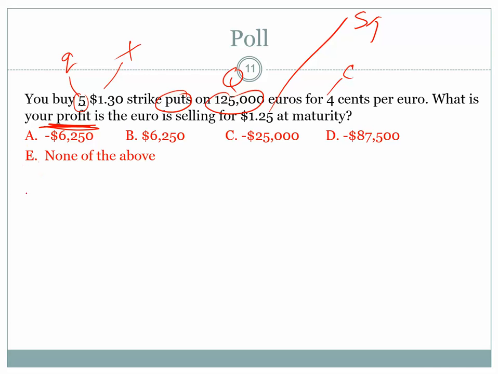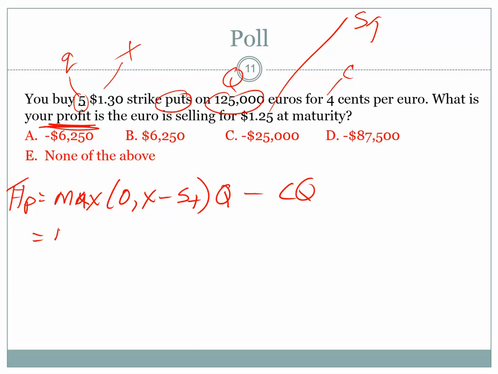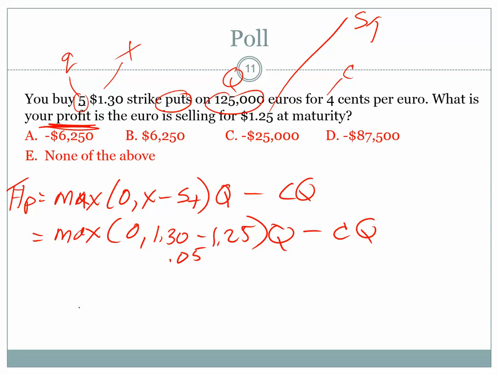So I can set this up as a function: the profit for a put is the maximum of 0 or X minus ST, times Q, minus cost times Q. So that's going to be the maximum of 0 or $1.30 minus ST $1.25. That's 5 cents right there, times Q minus the cost times Q. Now in this case, the maximum of 0 or 5 cents is 5 cents.